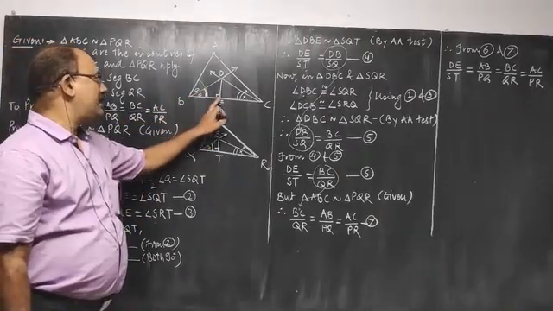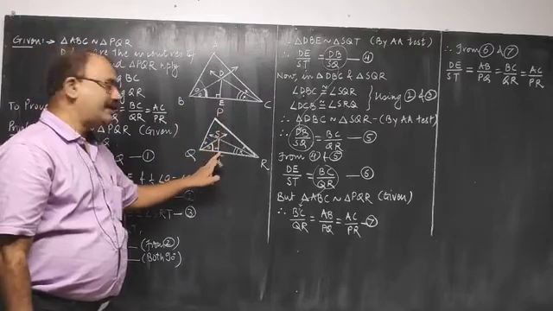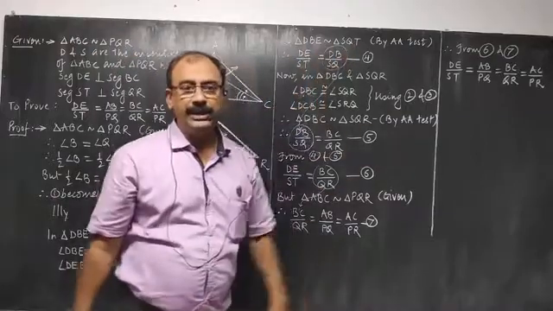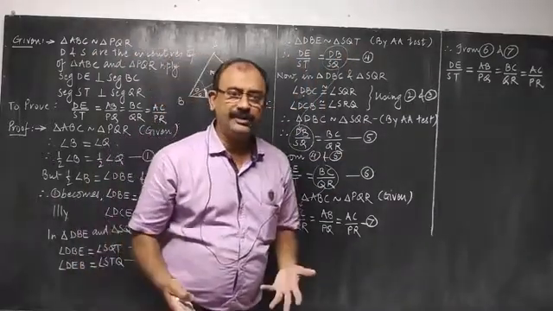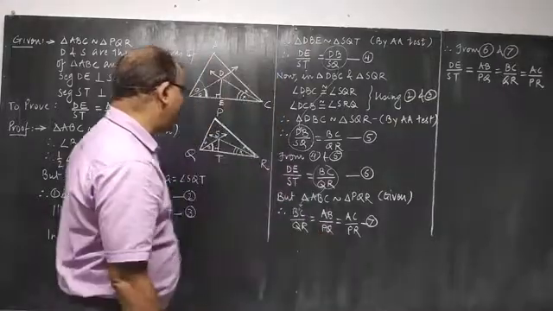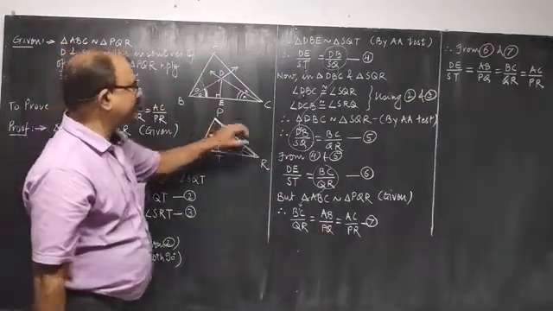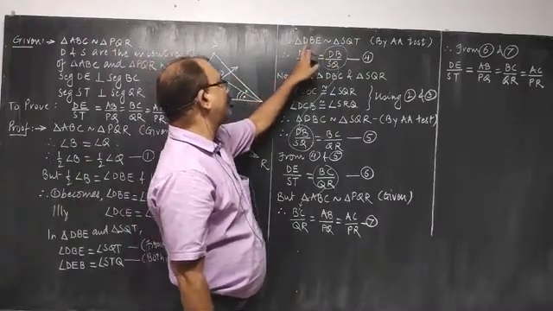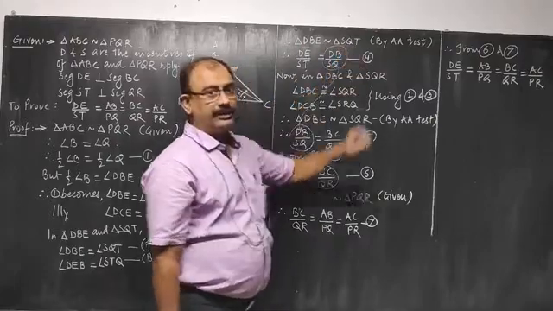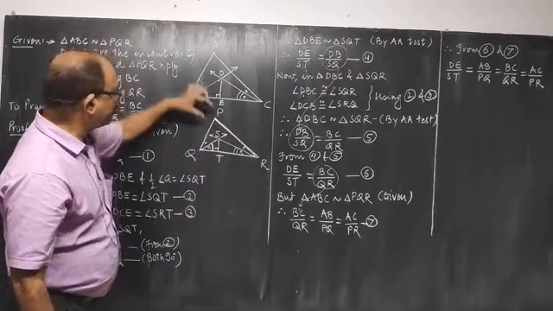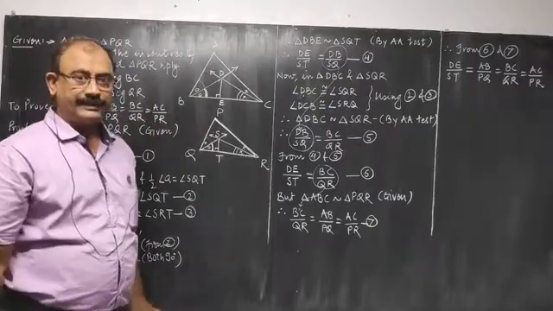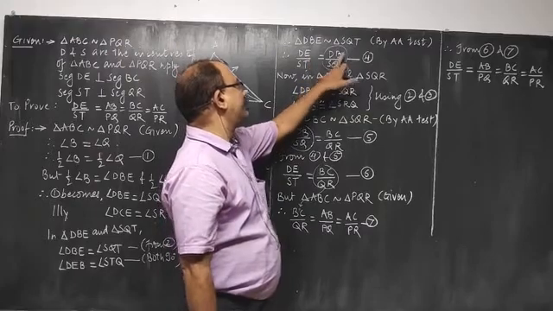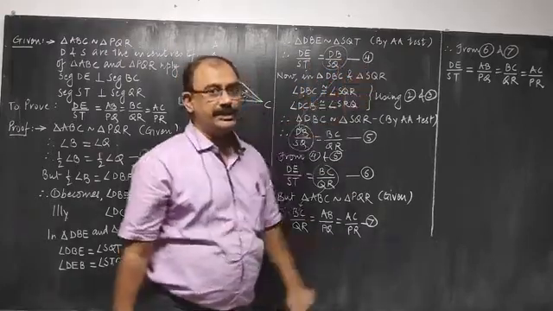Therefore, triangle DBE will be similar to SQT by AAS. We have written DBE is similar to SQT by AAS. Now, when you say that the triangles are similar, corresponding sides will be proportional. So DE upon ST will be equal to DB upon SQ. The ratio of these two sides will be equal to the ratio of these two sides. Clear? Now we have written that DE upon ST is equal to DB upon SQ. Let me give this as equation number 4.